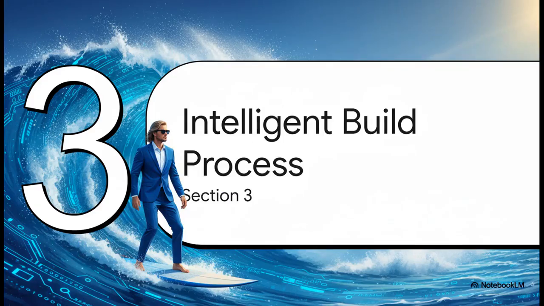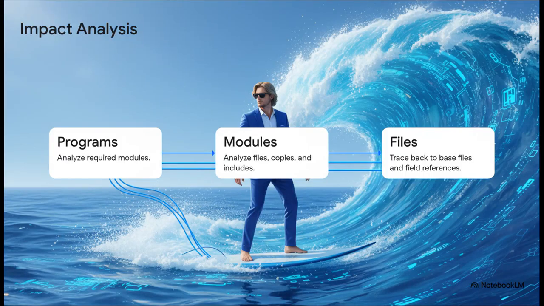All right, Section 3, the intelligent build process. Let's look under the hood. The true secret sauce here is bidirectional impact analysis. To understand why this is so powerful, let's just imagine a hypothetical top-level program that's checking warehouse inventory.